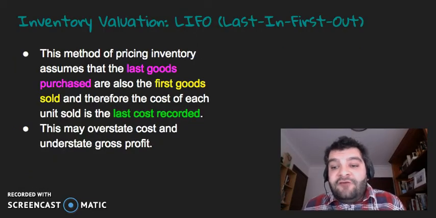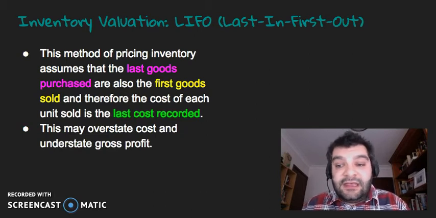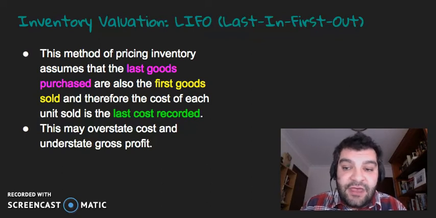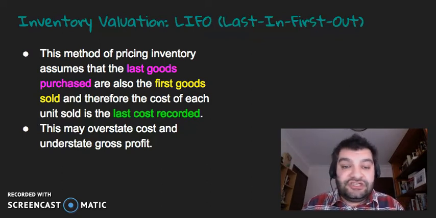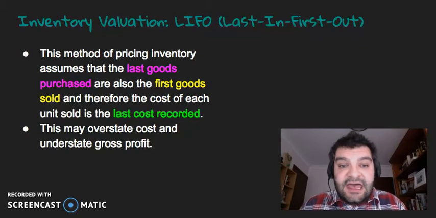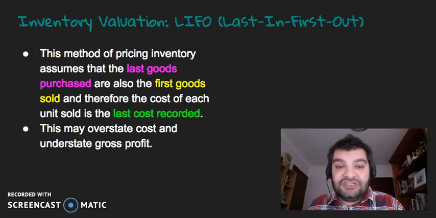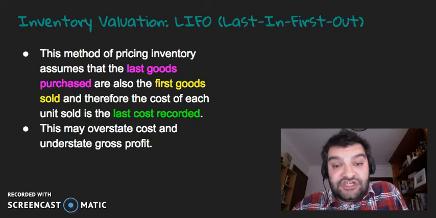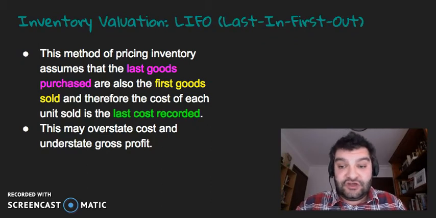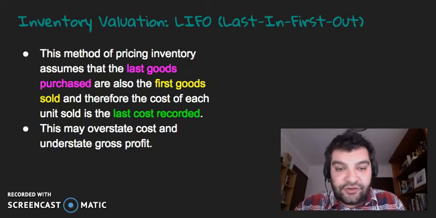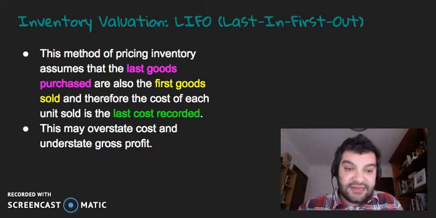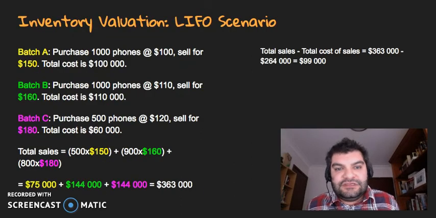Now, another way of valuing inventory is through LIFO, last in, first out. This method of pricing inventory assumes that the last goods purchased are the first ones sold. So therefore, the cost of each unit is the last one. As opposed to FIFO, which uses the first cost recorded, this one uses the last cost recorded. Now, the issue with this one is it could mean that your costs are overstated and your gross profit then is understated. So let's look at a scenario here.